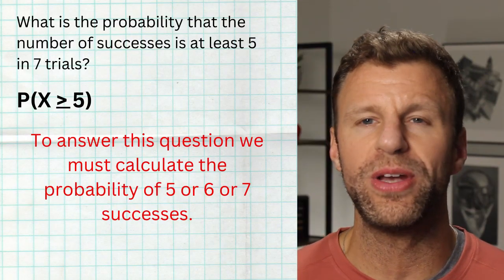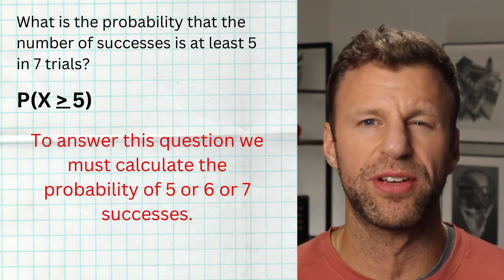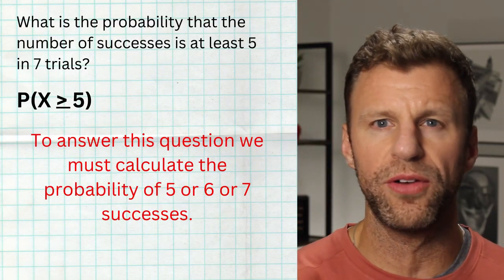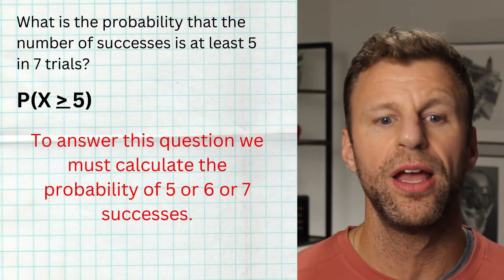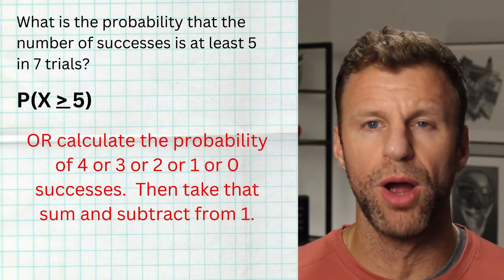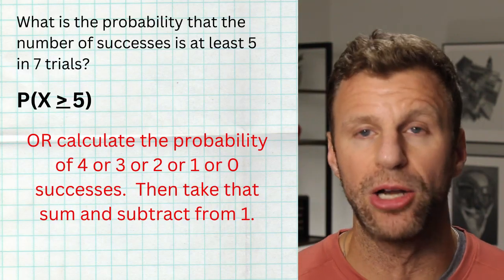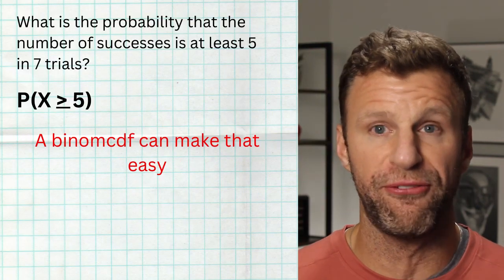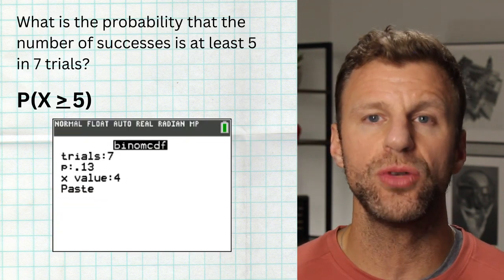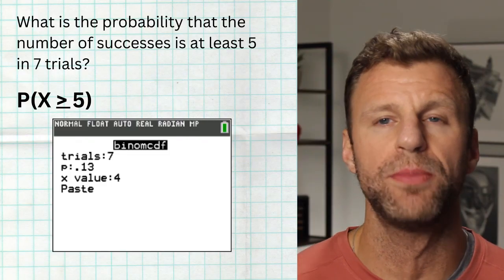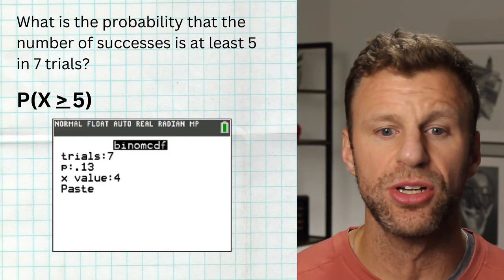Well, unfortunately, we don't have a command that counts up, we only have a command that counts down. So my thought process is, okay, greater than or equal to 5 means 5, 6, or 7. The opposite of that is 4, 3, 2, 1, or 0. And that's exactly what a binomial CDF can do. So I can use a binomial CDF with a 4, and that's going to automatically combine the probabilities of 4, 3, 2, 1, or 0 outcomes, and then I can hit enter and get my answer.